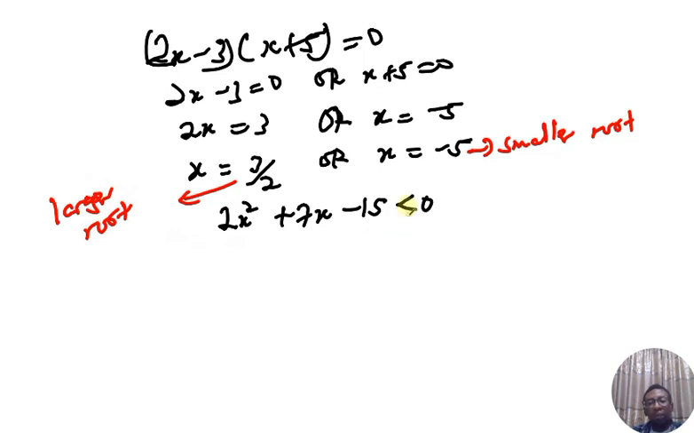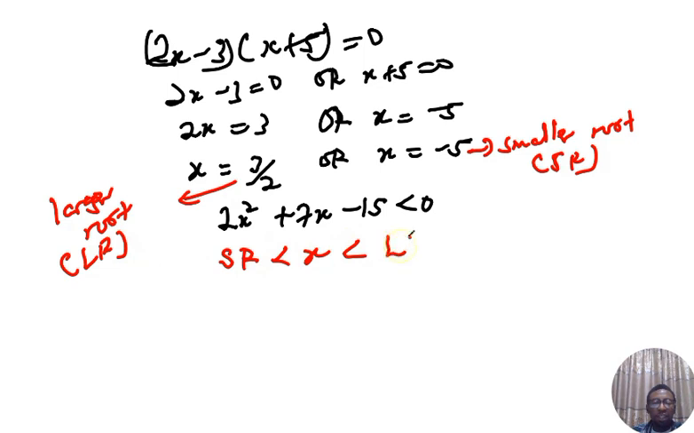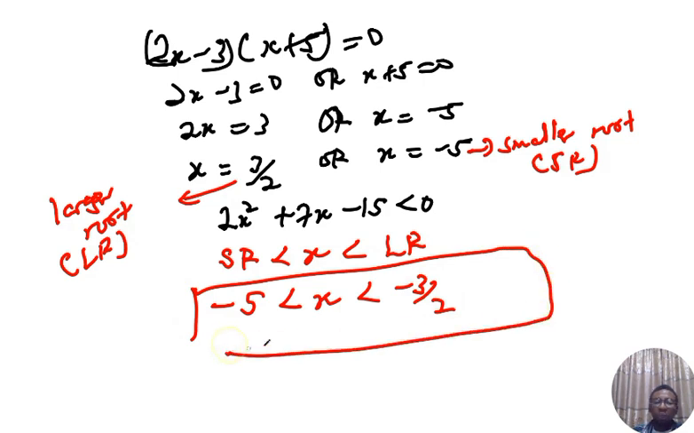So anytime you have less than as your sign for the quadratic inequality and your a is positive, it's usually smaller root less than x, less than the larger root. So our smaller root in this case is minus 5, less than x, less than 3 over 2. And that gives us the answer for this, without me doing all sorts of testing and testing.